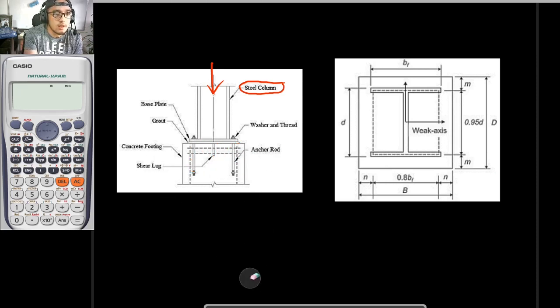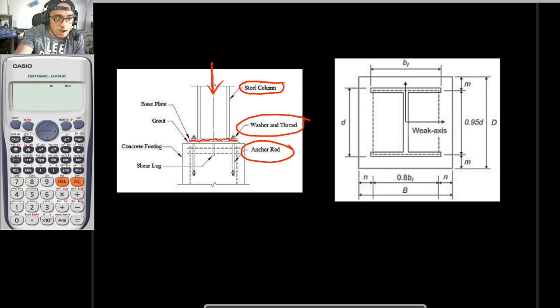So, I'll erase that. Okay, so these would be the different parts that we would be needing for the design of the base plate. This is the base plate proper itself, as you can see from what I'm writing. And we have the washer and thread attached to our anchor rods. And our anchor rods are to be connected, wait, my pen isn't working, are to be connected in the column pedestal and the base plate.